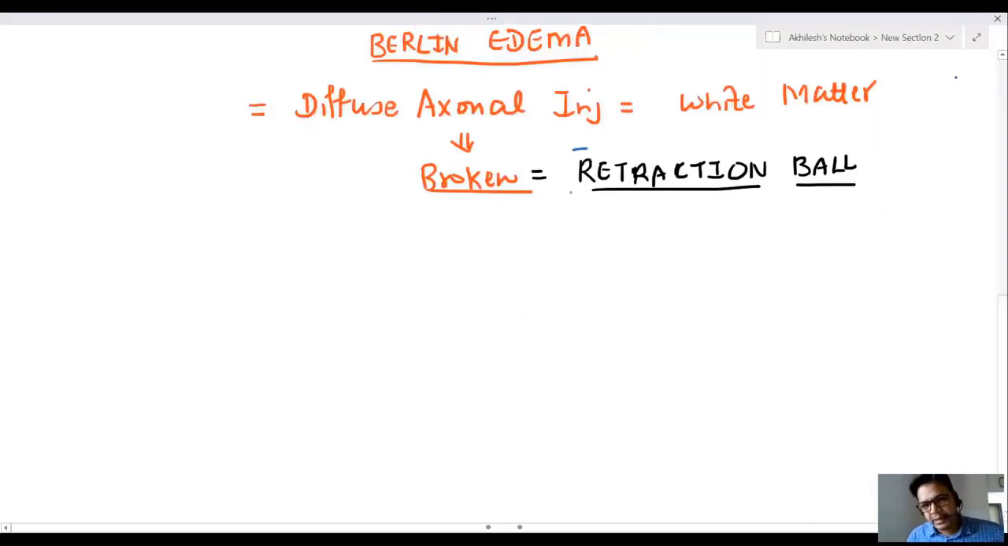This question comes: retraction ball is seen in the brain. Extradural hemorrhage is a hemorrhage between the brain and bones. Berlin edema is also an edema of the brain.